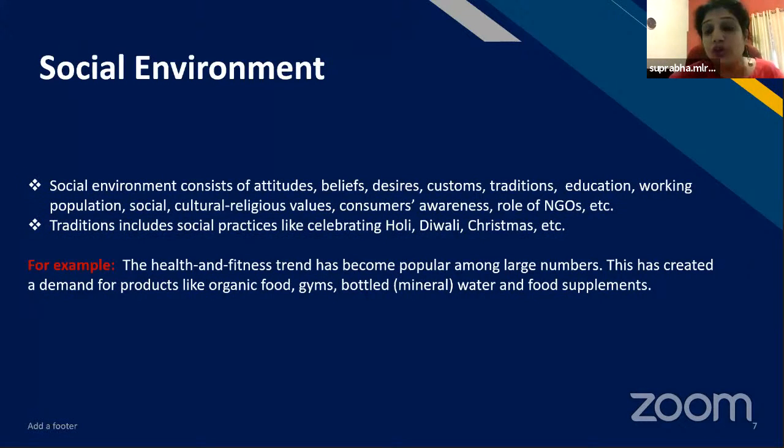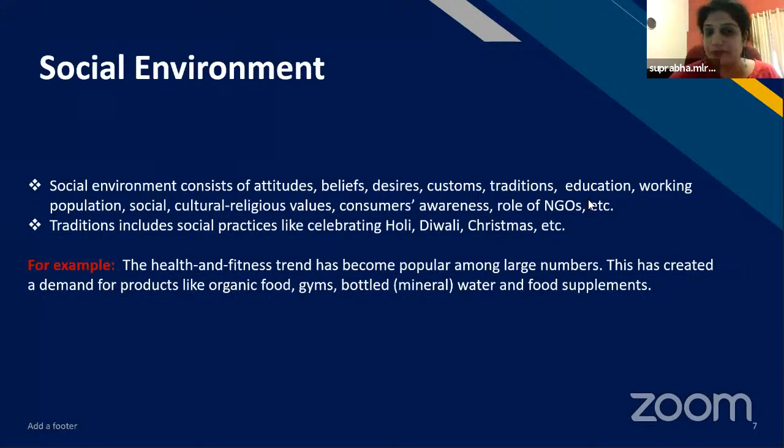So here, what all will come under it? Titanic is an example. Correct, Shraddha. So what I'm speaking about as the social environment can be the attitude of the people, it can be belief, it can be the desire of the people, traditions, education, population, culture, any kind of event, consumer awareness, role of NGOs.